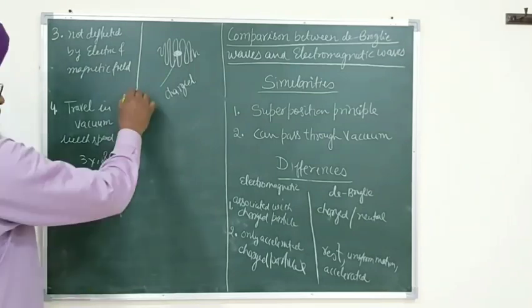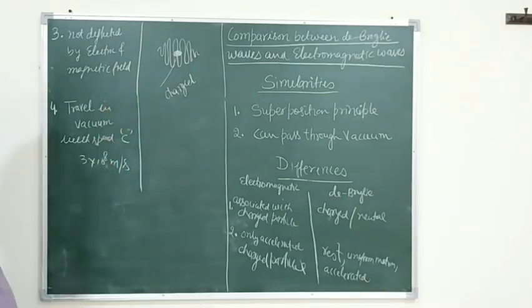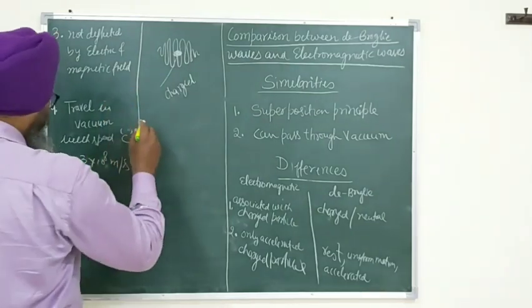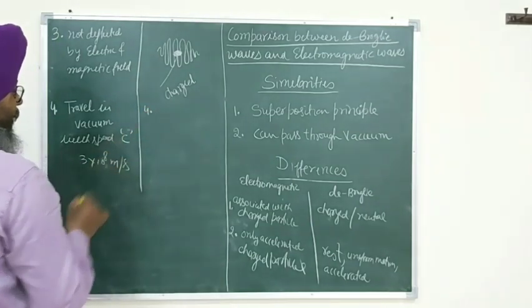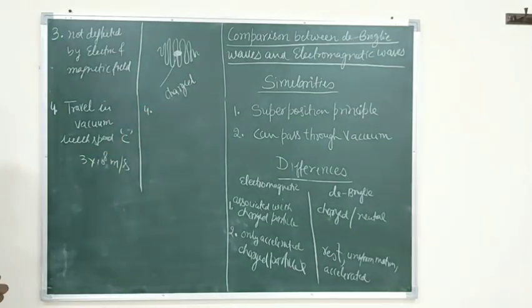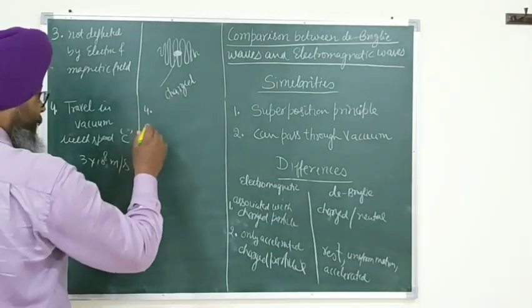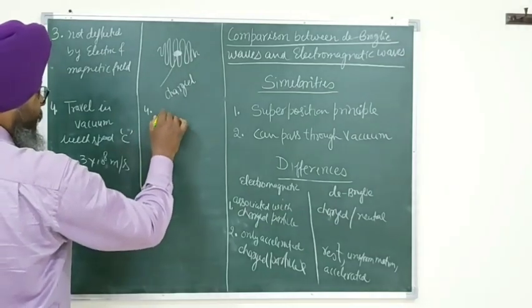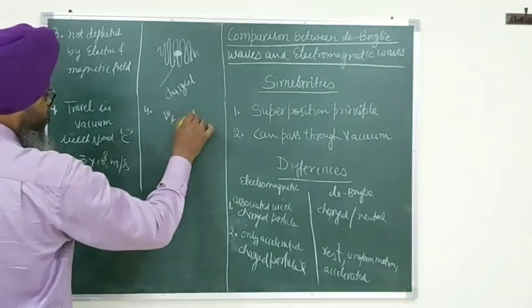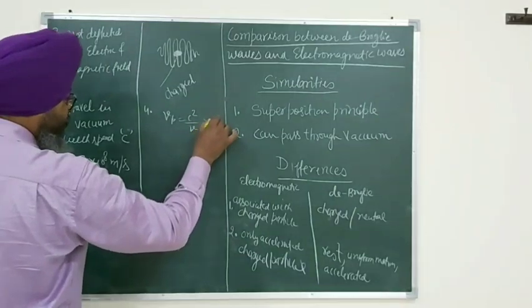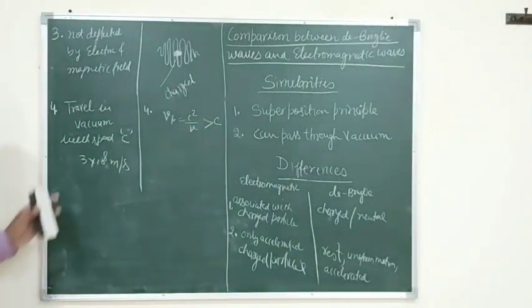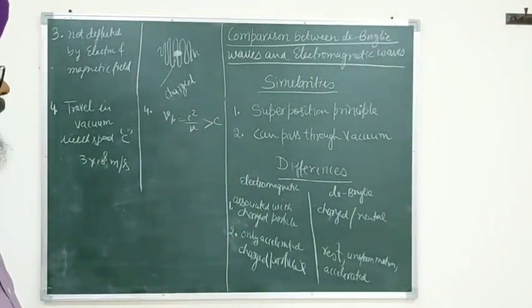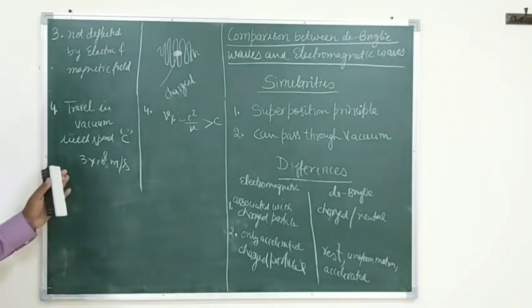This is something which is not obeyed by de-Broglie waves. An individual de-Broglie wave travels in vacuum with the speed Vp, which is equal to c square by v, which is always greater than c. So this is another difference between the de-Broglie waves and the electromagnetic waves.